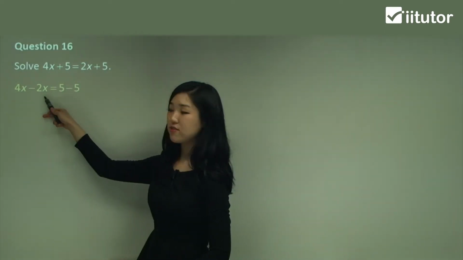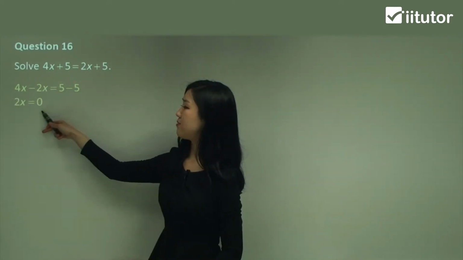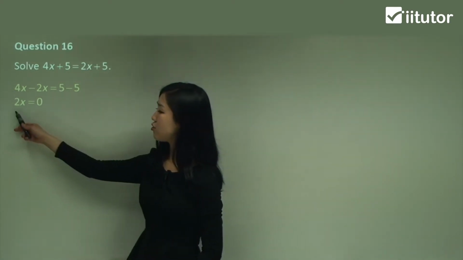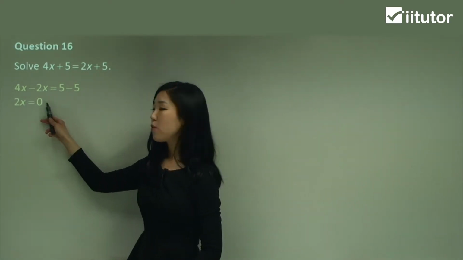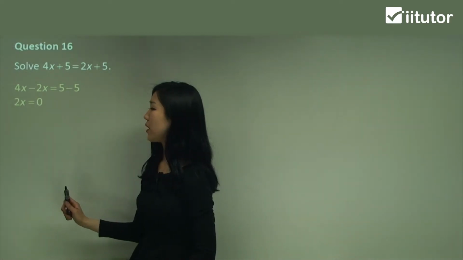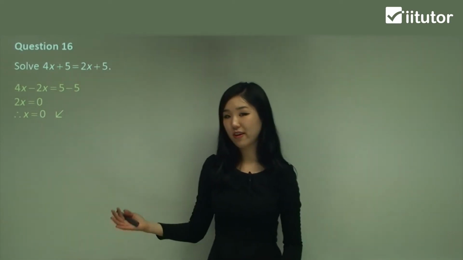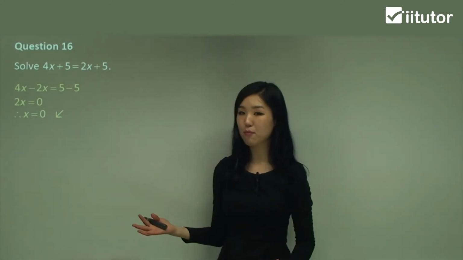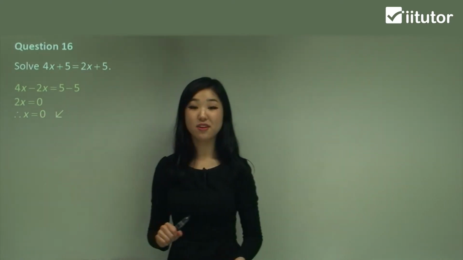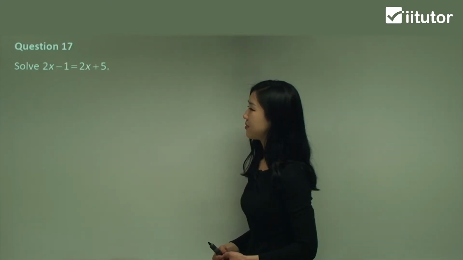Now 4x minus 2x is what, guys? It's 2x, and 5 minus 5 is 0. So think about this, guys. 2 times x is 0. We don't want 2x, we just want x, so we need to divide by 2, don't we? But 0 divided by anything is always 0. Okay, 0 divided by any type of number is always going to be 0. So 0 divided by 2 is also 0. So x is 0. Okay, so 0 is the answer.